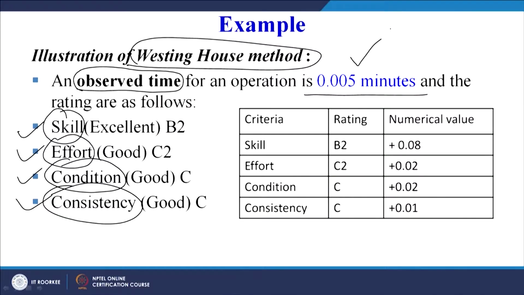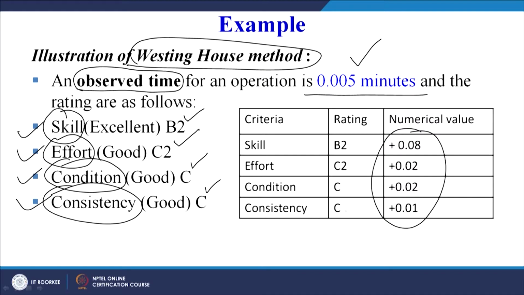So an observed time for an operation is already given. This is 0.005 minutes, and the ratings are also given. You can see skill is given a B2 rating, effort is given a C2 rating, condition is given C, and consistency C. So we have B2, C2, C and C, and from where these values are coming, we will just go to that. So B2, C2, C and C.